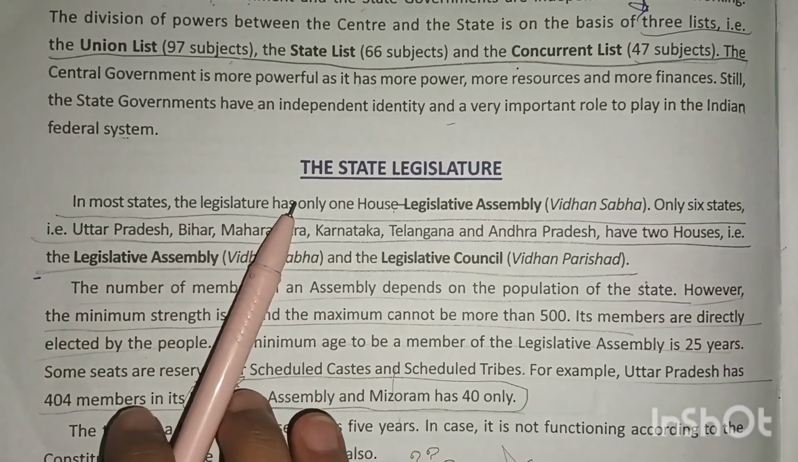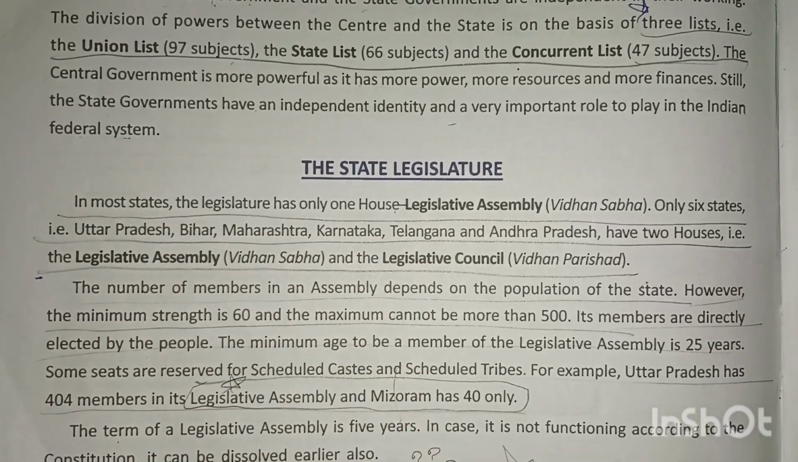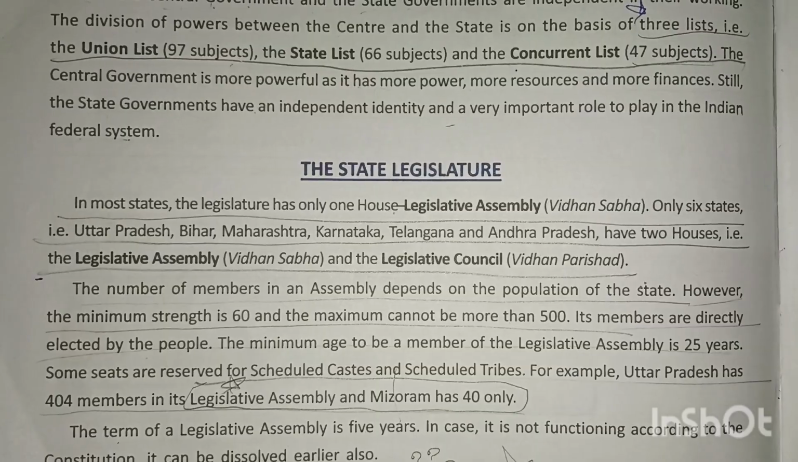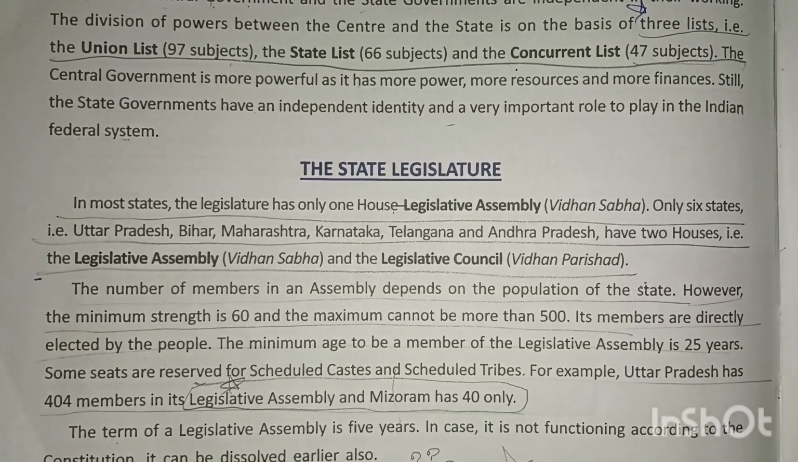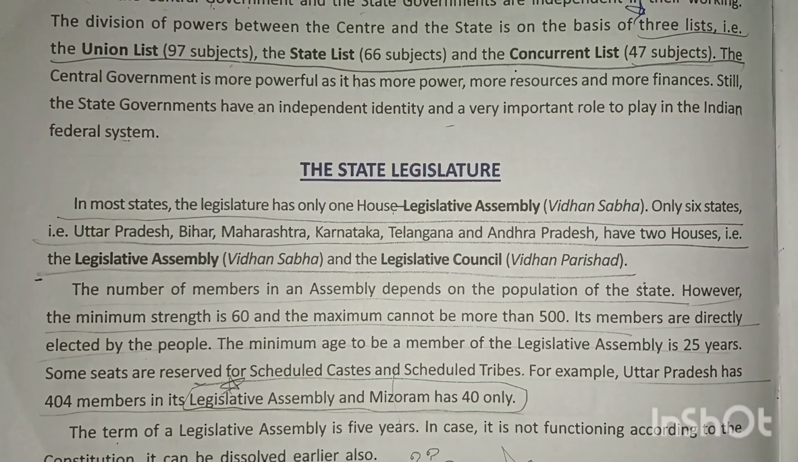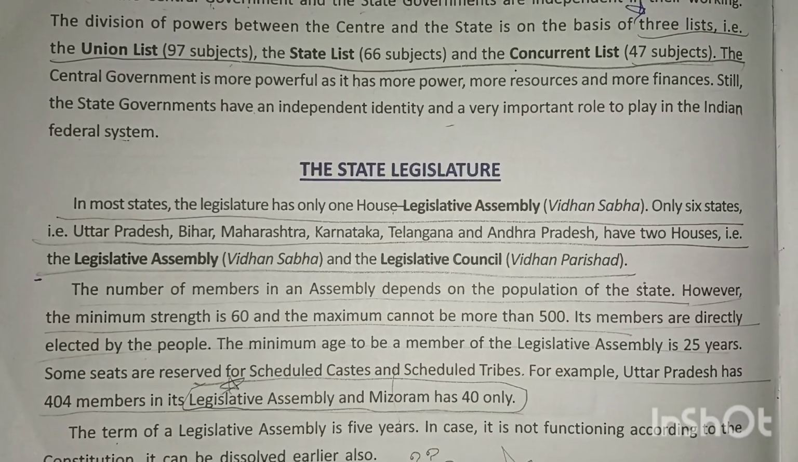In most states, the legislature has only one house, the legislative assembly, that is Vidhan Sabha. Only 6 states, that is Uttar Pradesh, Bihar, Maharashtra, Karnataka, Telangana, Andhra Pradesh, have 2 houses, that is the legislative assembly and the legislative council. Legislative assembly is Vidhan Sabha and legislative council is Vidhan Parishad.